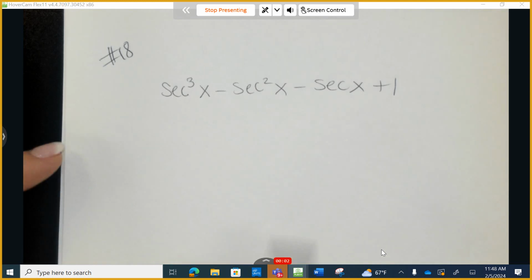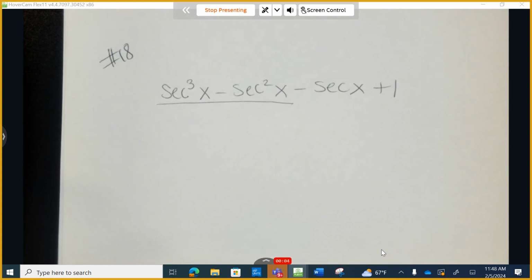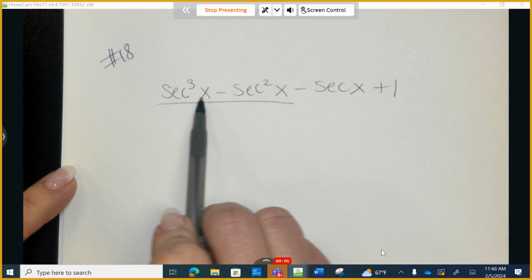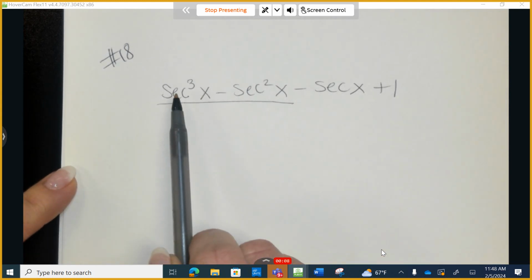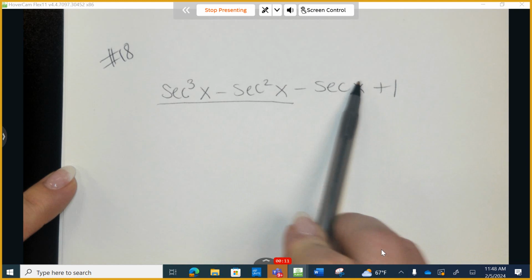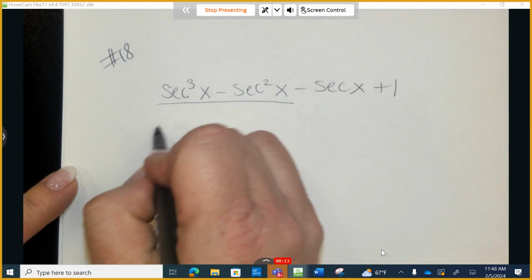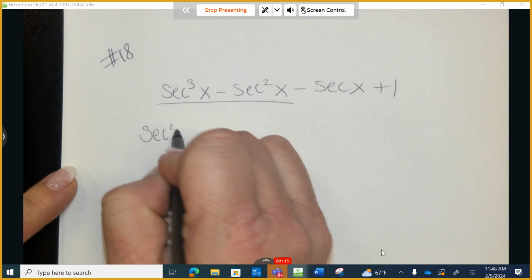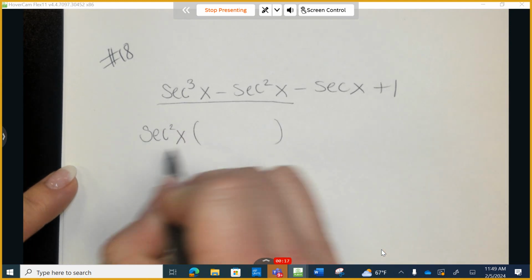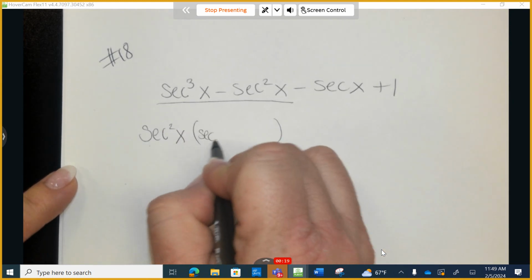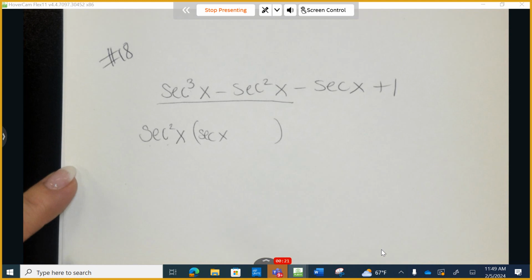This is problem number 18, and I recognize this as a pattern of factoring by grouping. So it's already put in order. It's called standard form, from the highest exponent down to the lowest. And these first two groups, I can take out at most secant squared, and I'd be left with secant squared times secant gives you secant cubed.